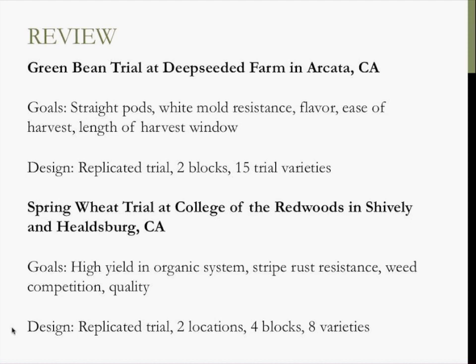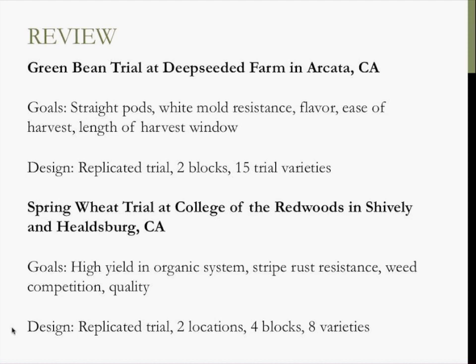The second trial example that we talked about was a spring wheat trial at the College of the Redwoods, also in California. The goals for this, and a grain trial often is a little bit different, and we'll be able to talk about that more in this section of the webinar as well. They were looking for high yield in their organic system, which was also a coastal organic system, so a unique environment. Looking for stripe rust resistance, weed competition, and quality of the grain that was produced.